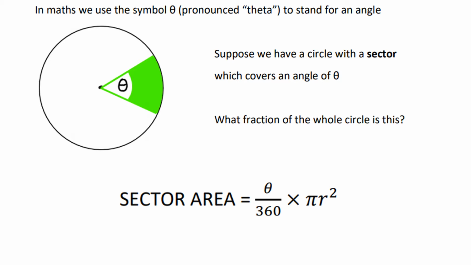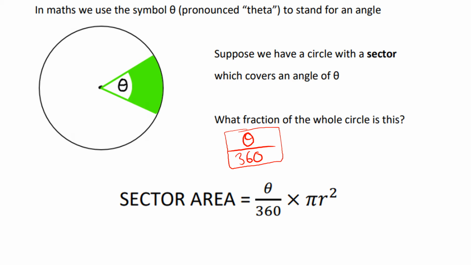Now, if we imagine a circle with an angle of theta taken out of it, the question would be, what fraction of a circle do you have? Well, what would the entire circle be? The entire circle would be 360 degrees. But we haven't got 360 degrees, we've got theta degrees. So the fraction of the circle that we've got in this sector is theta out of 360.